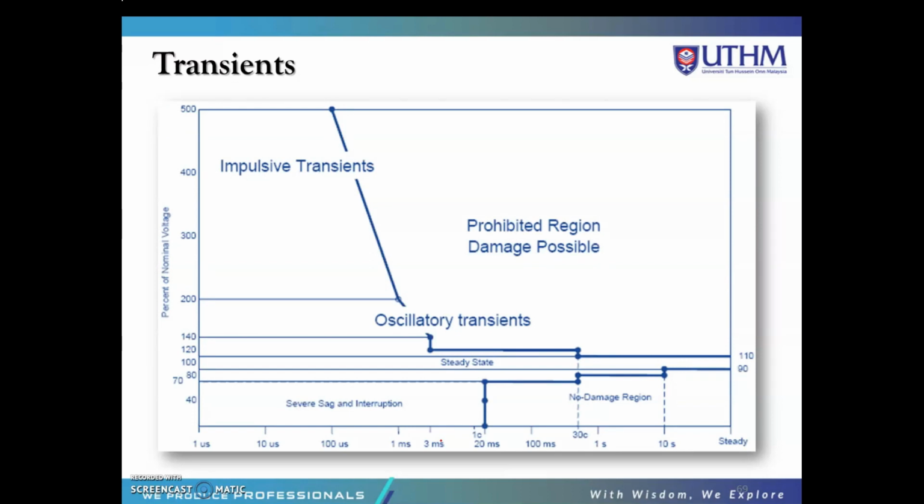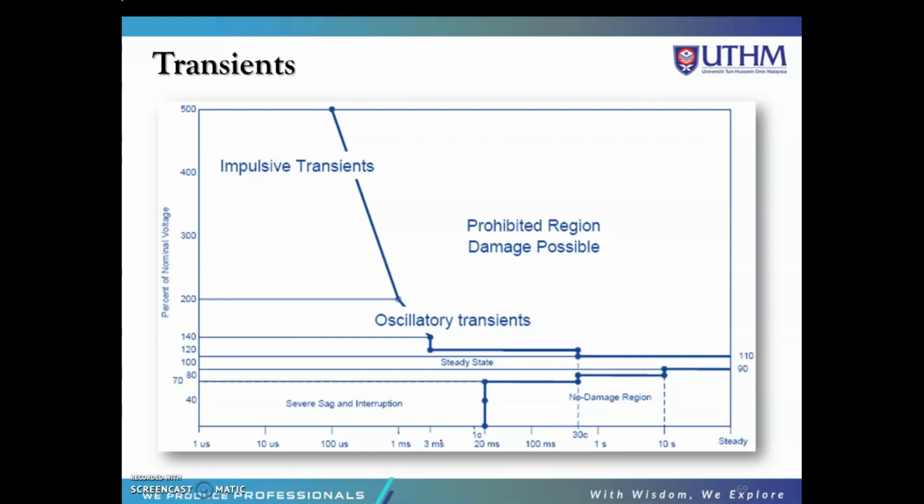Okay, next is about transients. What are transients? This is one of the problems in power quality in power systems. Transients are power quality disturbances that involve destructive high magnitudes of current and voltage, or even both. They may reach thousands of volts and amps, even in low voltage systems.